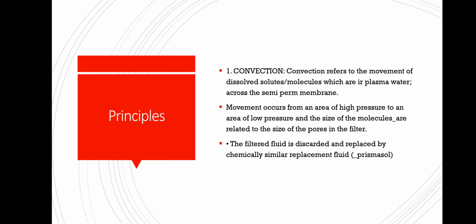Principles of CRRT. First one is convection. Convection refers to the movement of dissolved solutes or molecules in plasma water across a semi-permeable membrane. The movement occurs from an area of higher pressure to an area of lower pressure, and is related to the size of the molecules and the size of the pores in the filter. The filtered fluid is discarded and replaced by a chemically similar replacement fluid.